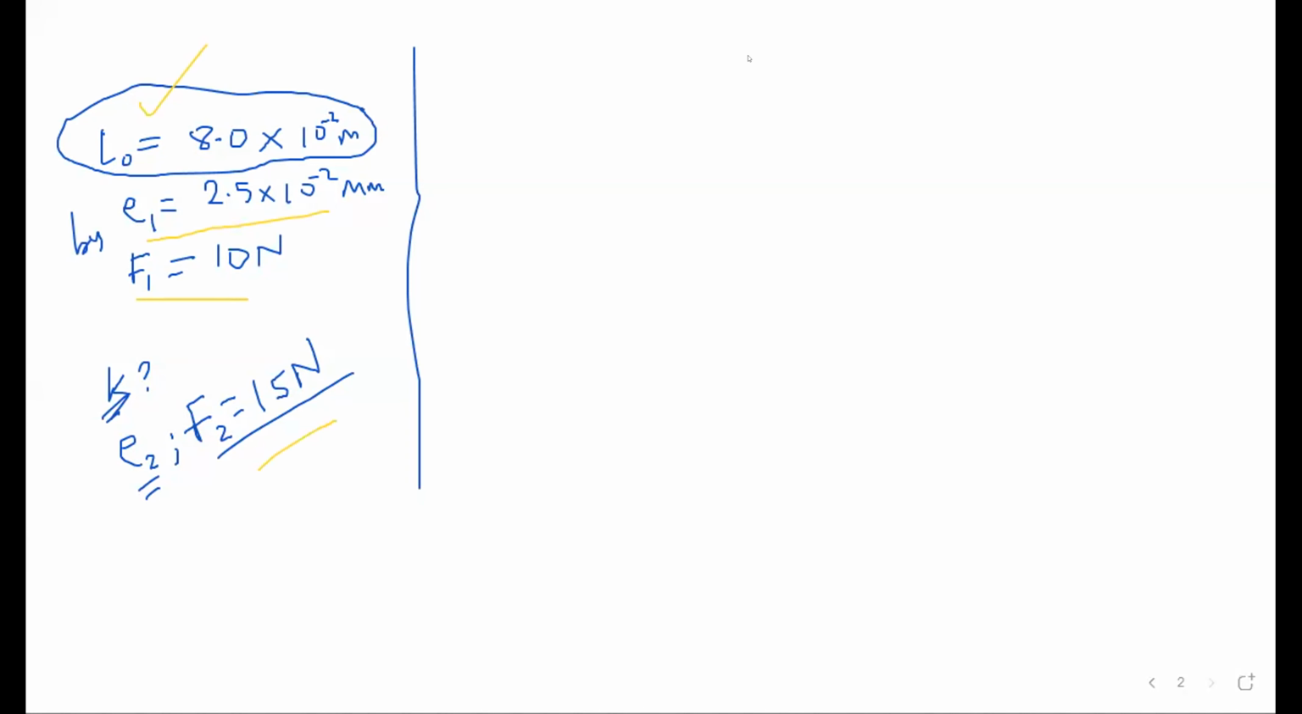Now, we start from what we know always, that F is equal to a constant, which is the force constant K, times E. We are lucky we have E1 and F1. So we are going to have F1 being equal to K E1. Our F1 is 10 newtons, but our E1 is in millimeters. So you help me change to meters.